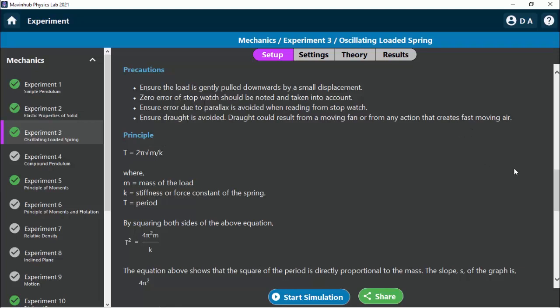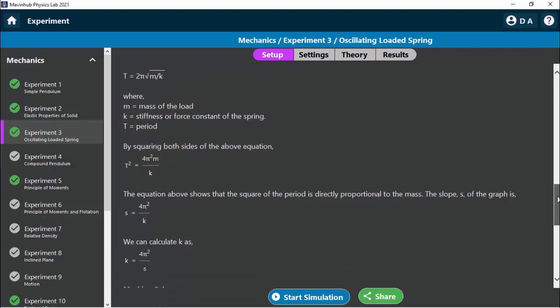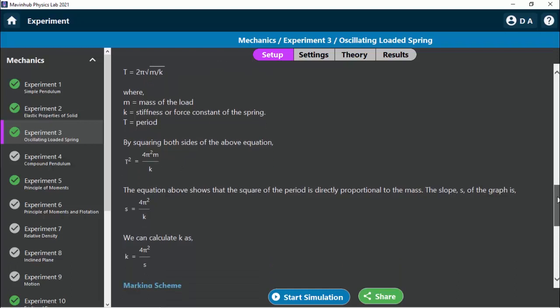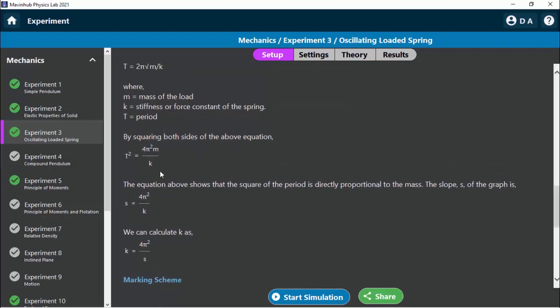So let's try to square both sides. If you square both sides, you're going to get T squared equals 4 pi squared times m over k. Then let's try to represent 4 pi squared over k with s. Let's use s to represent this. If s represents 4 pi squared over k, you will realize that the equation will become something like T squared equals s times m.